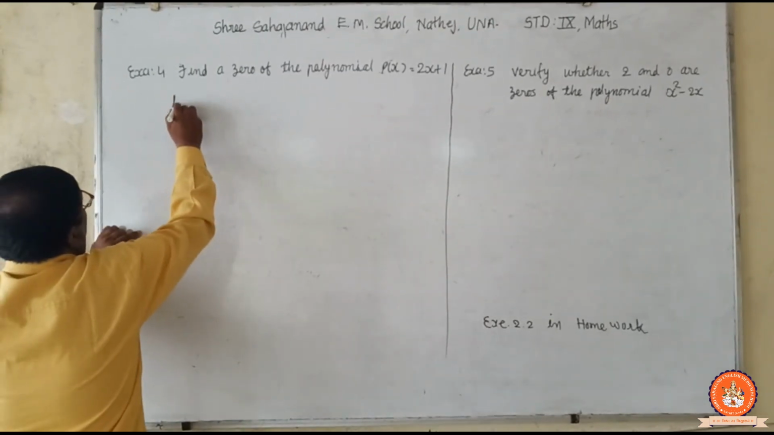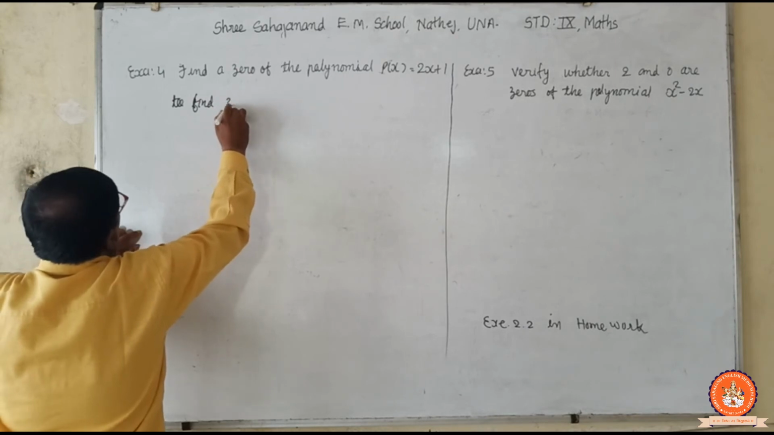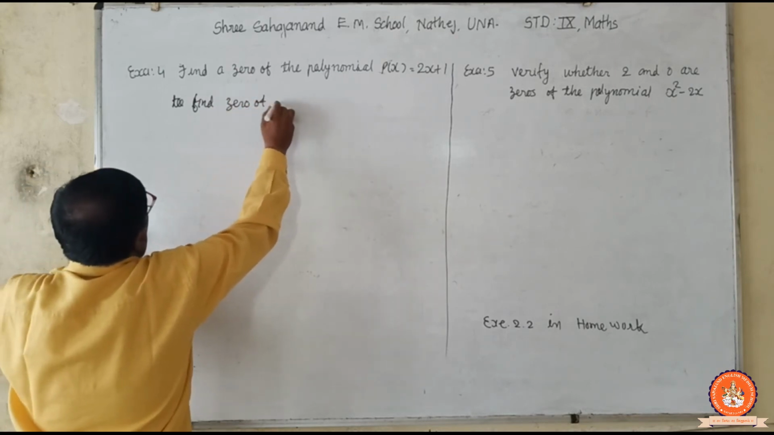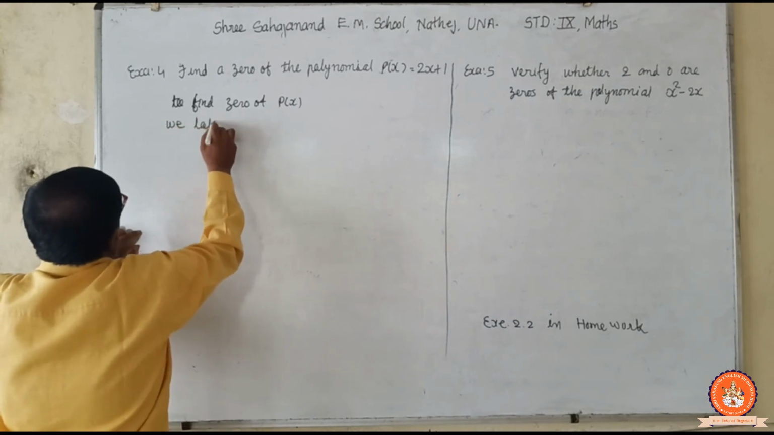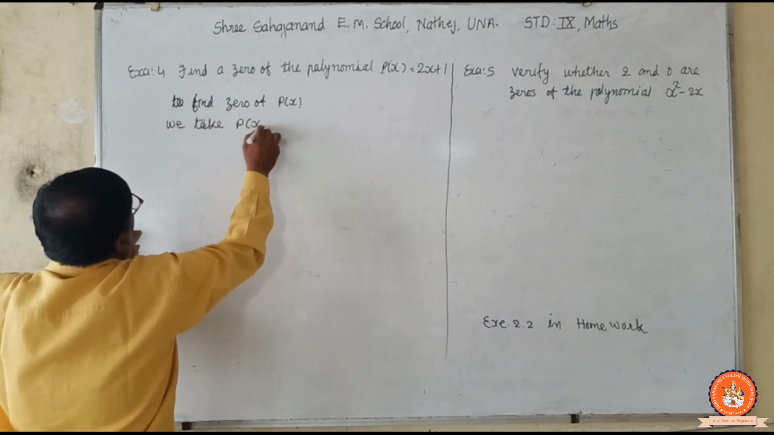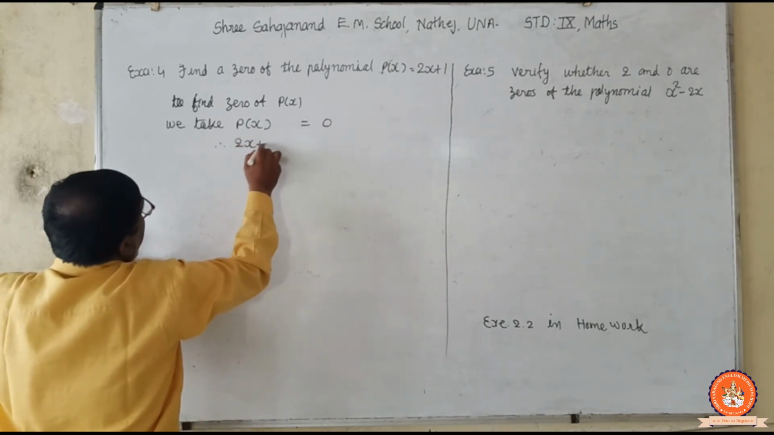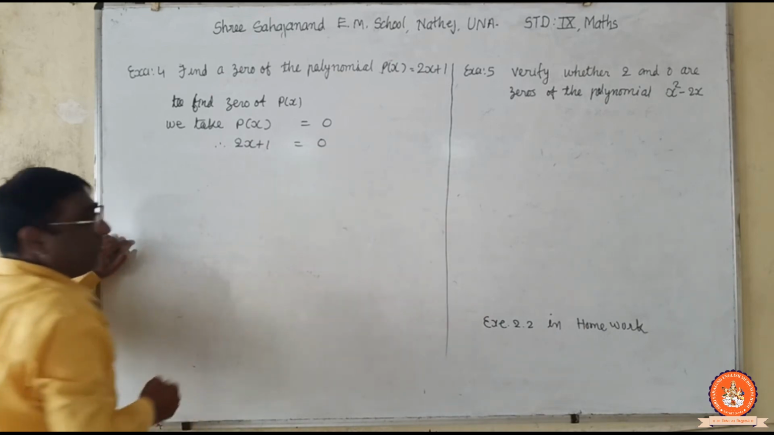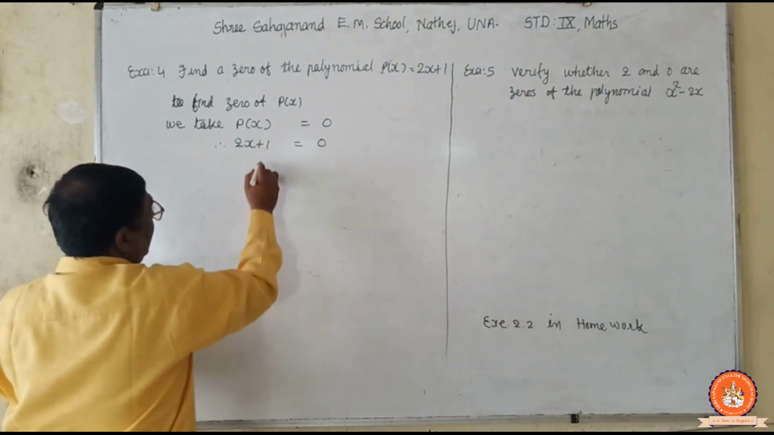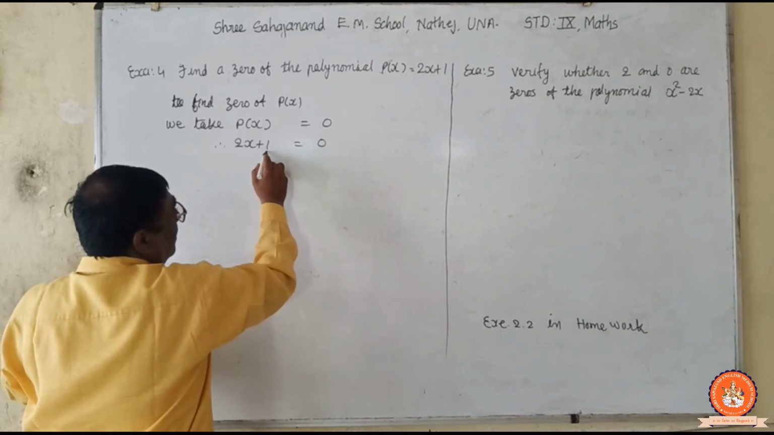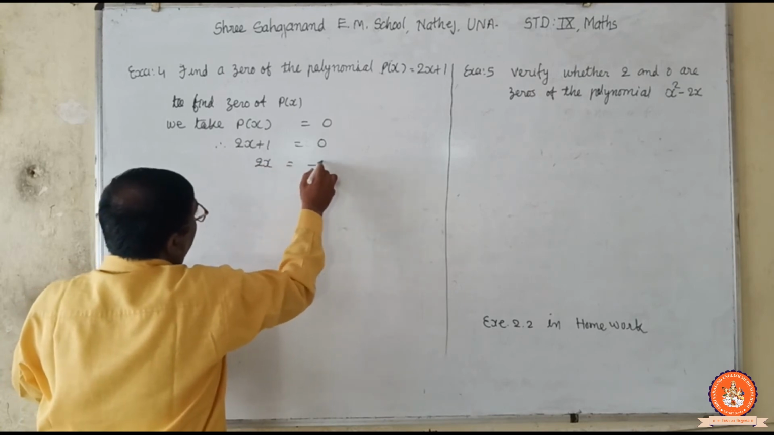Okay, to find 0 of p of x, we take p of x is equal to 0 and therefore 2x plus 1 is equal to 0. Okay, now we will move 1 and 2 to the opposite side. So first of all we will transpose 1 to opposite side. So 2x is equal to minus 1 here.